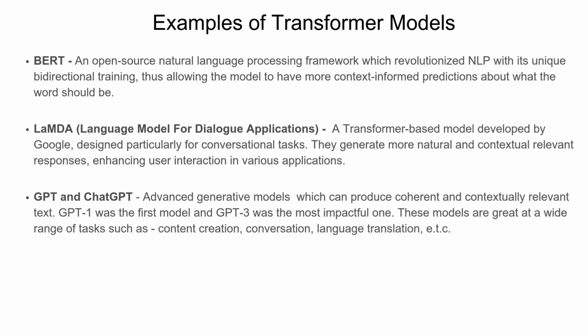Let's see some examples of transformer models. One of the most popular open source natural language processing frameworks is called BERT, which has revolutionized NLP with its unique bidirectional training, therefore allowing the model to have more context-informed predictions about what the word should be.